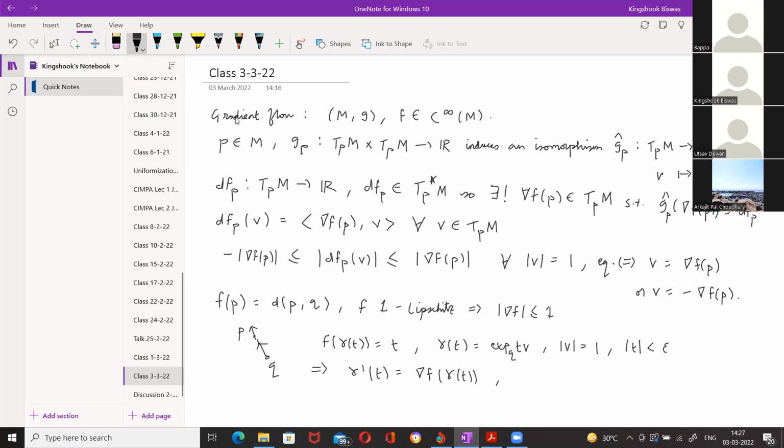Because in this direction, if this distance is t, and I move a little distance s here, then how much do I increase? I increase by t plus s, right? So in the limit, what I get is that the inner product of grad F with this tangent vector gamma prime is equal to 1. And I know it's less than or equal to 1. So I have equality in Cauchy-Schwarz. That means grad f has to equal gamma prime t. Is it clear?